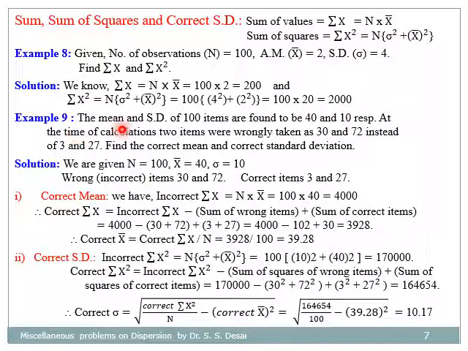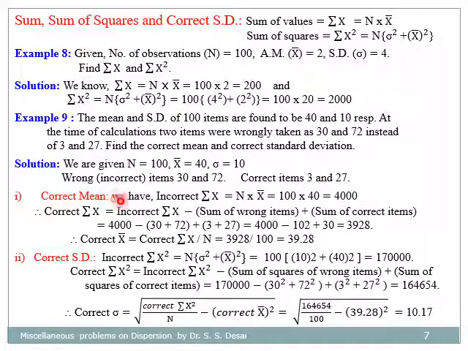Next problem is the mean and standard deviation of 100 items are found to be 40 and 10 respectively. At the time of calculations, 2 items were wrongly taken as 30 and 72 instead of 3 and 27. Find the correct mean and correct standard deviation. So this is the problem based on correct standard deviation. So given n is equal to 100, x bar is equal to 40 and sigma equal to 10, and the incorrect, that is wrong observations 30 and 72 and correct observations 3 and 27.